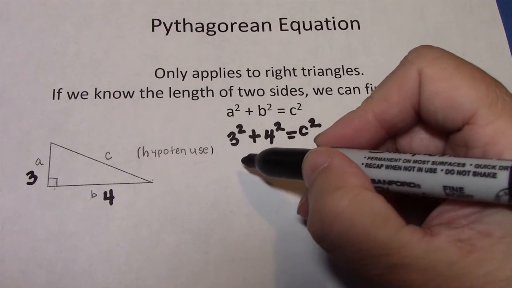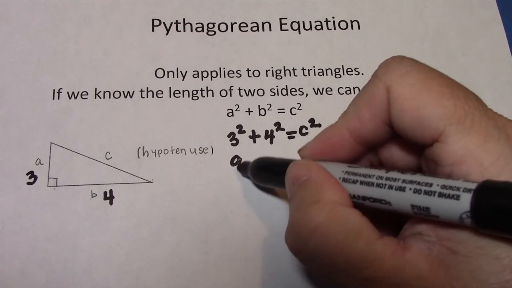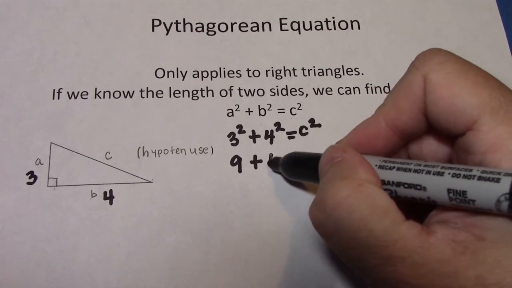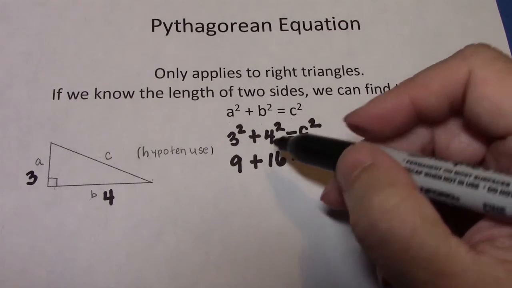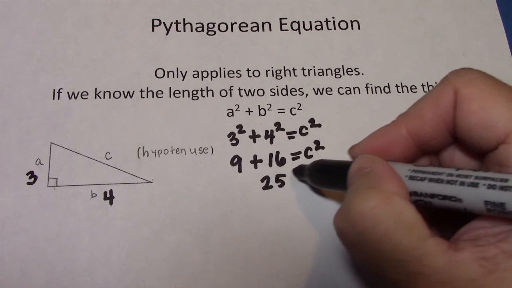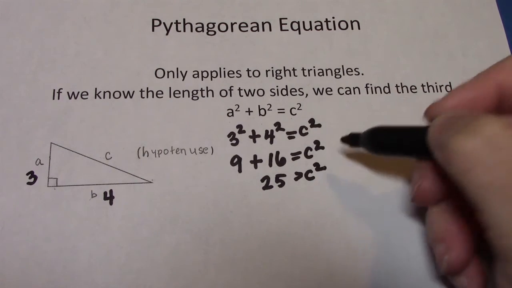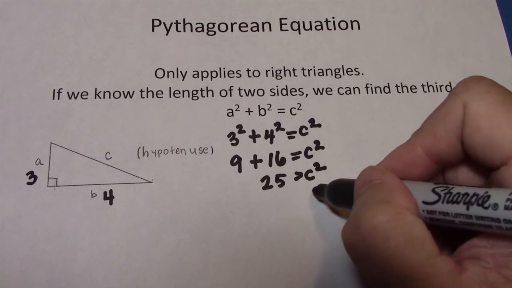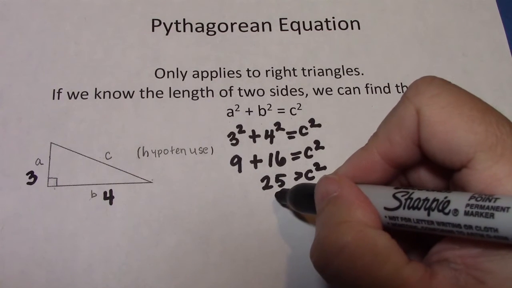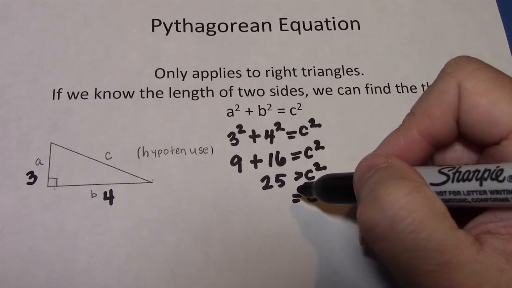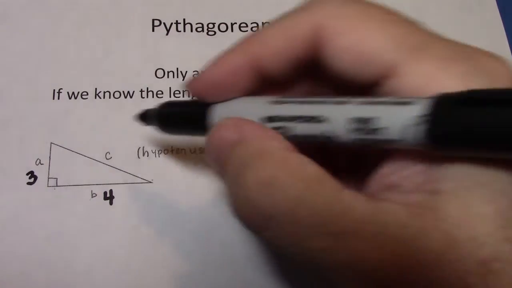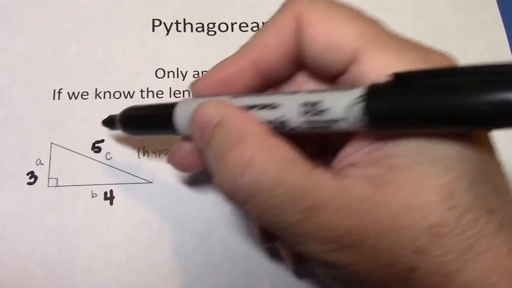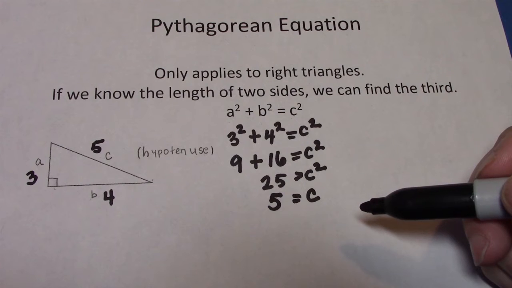3 squared, that means 3 times 3 is 9, plus 4 times 4 is 16, equals c squared. 9 plus 16 is 25. If we take the square root of both sides, that's like saying what number times itself is 25, and that would be 5. So we'd find out that side C is 5.